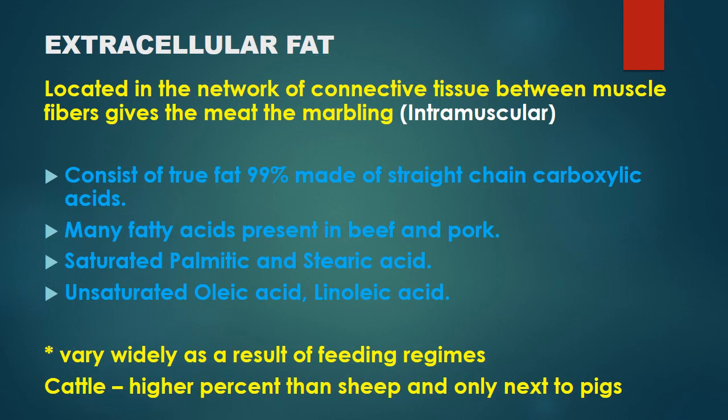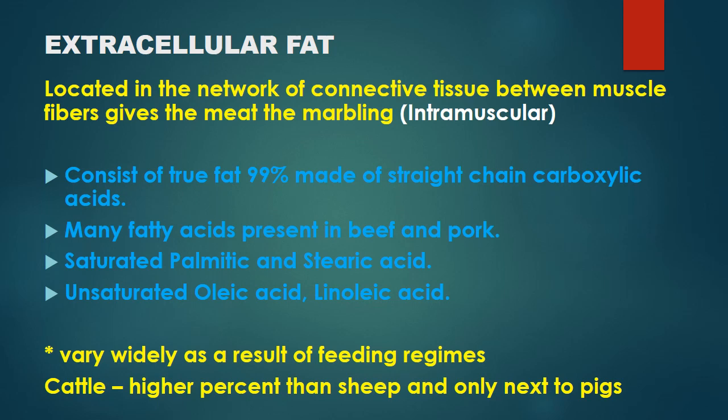Now the next is extracellular fat, that is outside the cell. These are located in the network of connective tissue between muscle fibers, and that gives the meat marbling. So marbling is actually the extracellular fat. In other words, we can call it intramuscular fat, that is within the muscle but between the fibers. This intramuscular fat or marbling plays an important role in beef meat quality.